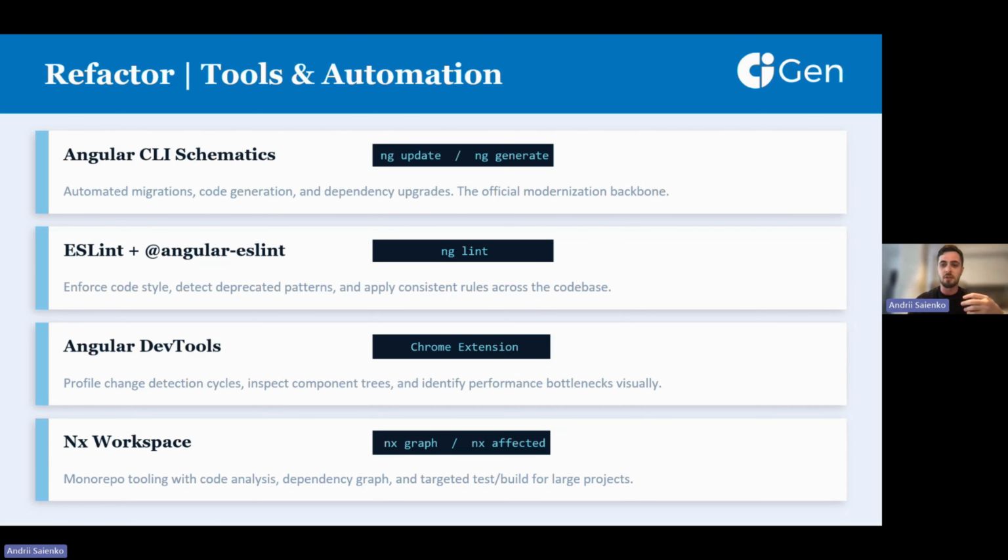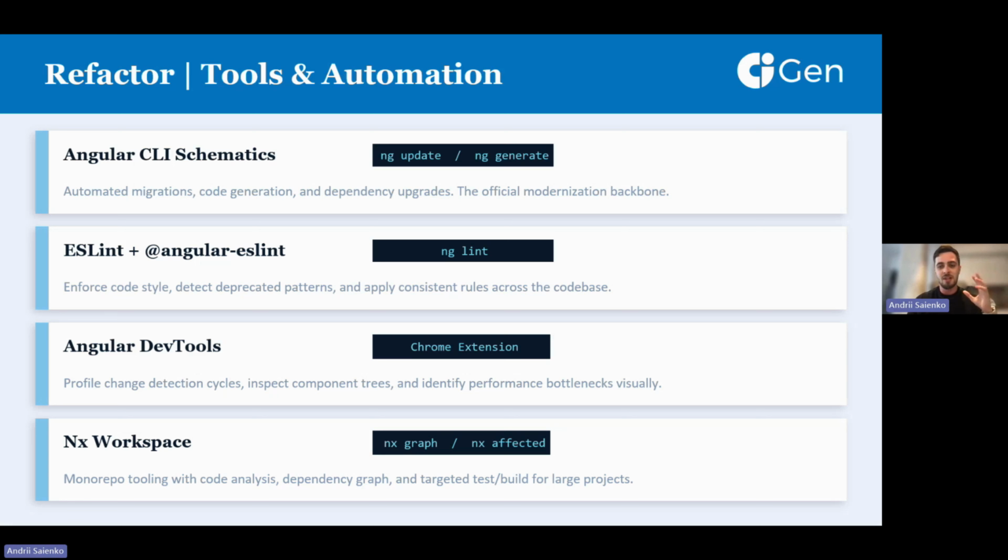ESLint, with the Angular-specific rule set, will flag deprecated patterns, enforce consistent code style, and even auto-fix many issues with the --fix flag. Angular DevTools is underused by most teams. To be honest, I also only briefly use it, but still, it's a way to improve an Angular project. The component tree inspector and change detection profiler can immediately show you which components are re-rendering unnecessarily.